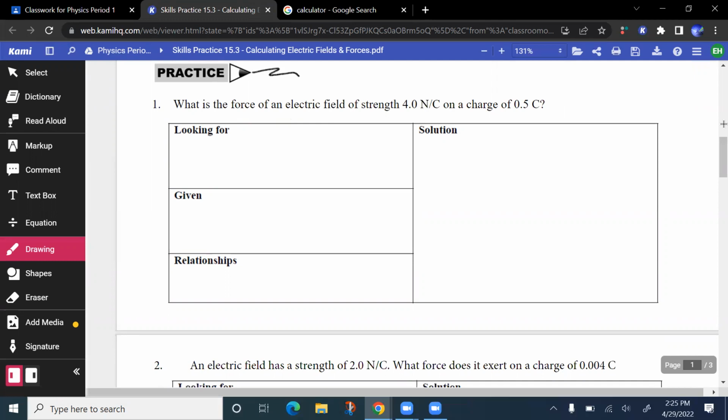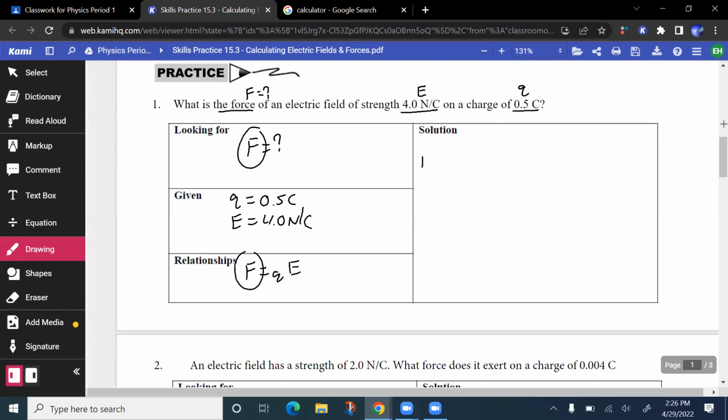Number 1, what is the force of an electric field of strength 4 newtons per coulomb on a charge of 0.5 coulombs? So I would label it like that. I'm looking for F. I'm given charge, half a coulomb. I'm given electric field strength, 4 newtons per coulomb. The equation I'm using is F equals Q times E. Since it is already solved for force, I can just directly plug in.